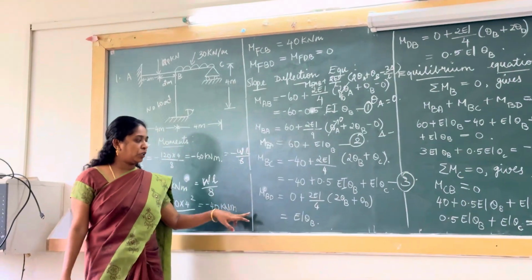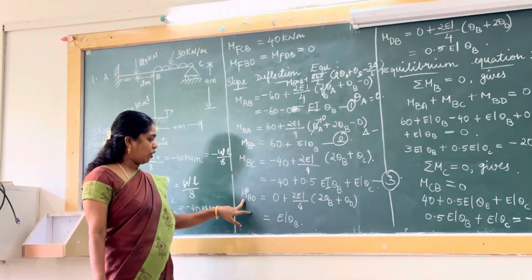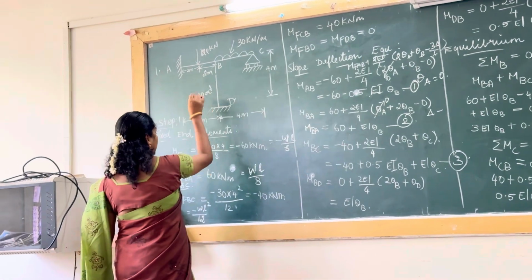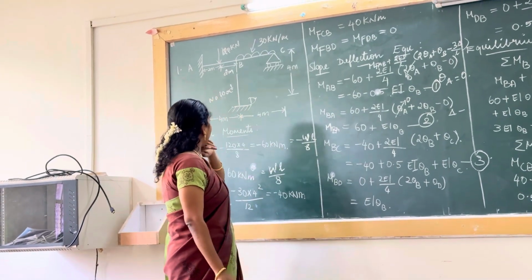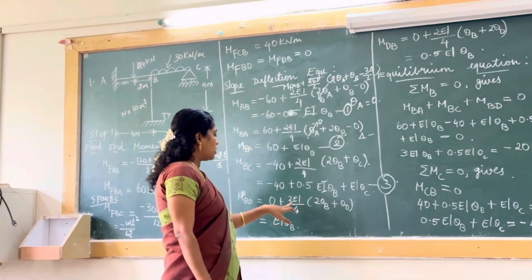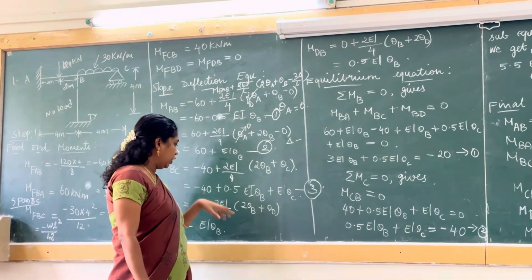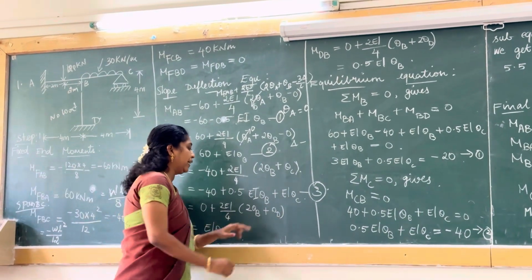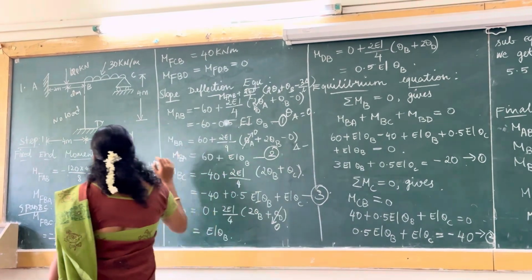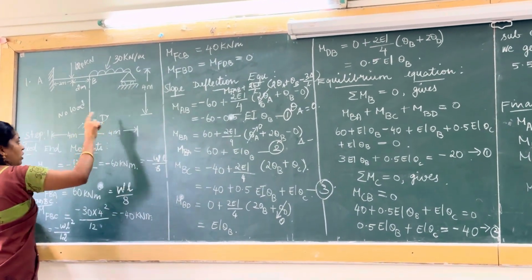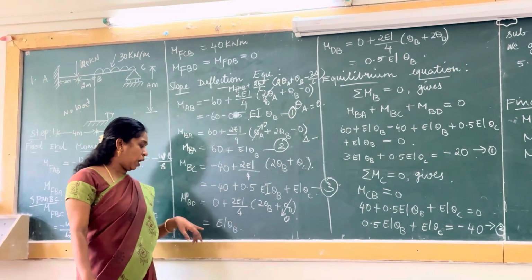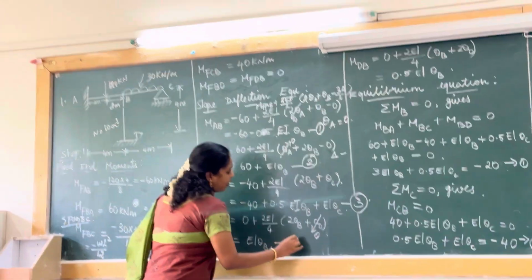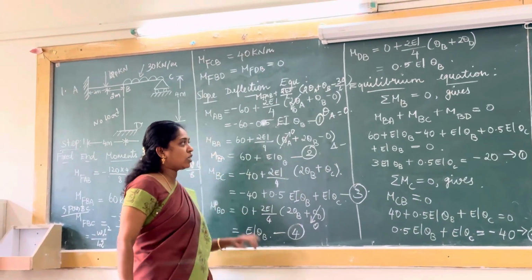Next we are going to calculate the slope deflection equation for the BD span. In this BD span there is no fixed end moment because the span does not contain any load. So it is 0 plus 2EI divided by L into 2 theta B plus theta D. Here the theta D is 0 because it has a fixed support, so there is no slope at that D point. So we are getting the equation as EI theta B. We will take this as equation number 4.